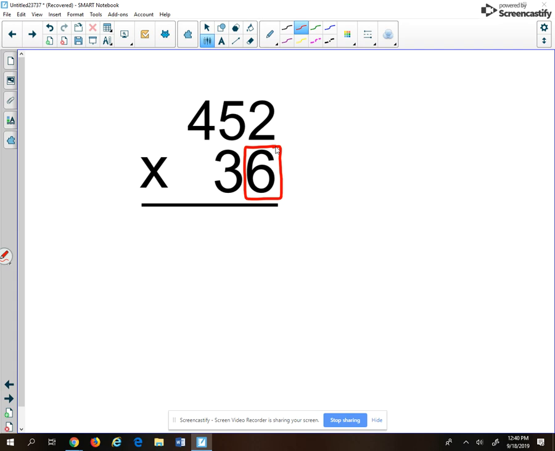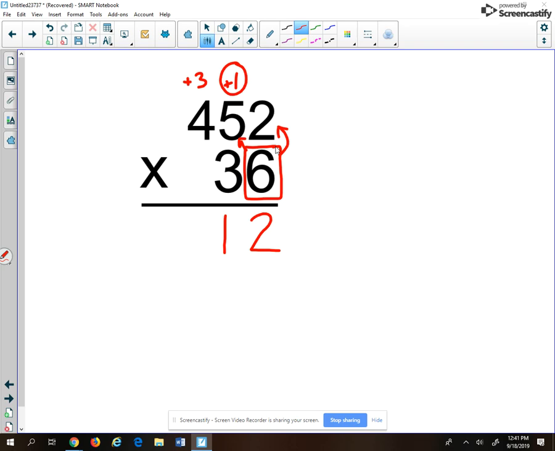So the first thing I'm going to do is multiply that 6 by 2. And so 6 times 2 is 12, so my 2 comes right below that 6, and my plus 1 comes up here. The next thing I'm going to do is multiply 6 by 5 now. So 6 times 5 is 30, plus the 1 is 31. So my 1 comes down here, and I have plus 3 over here.